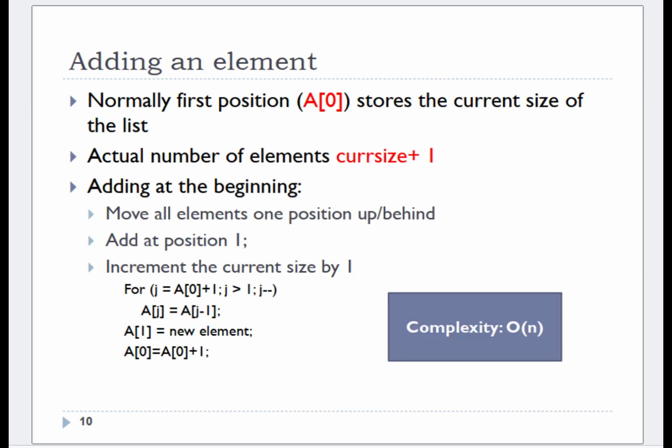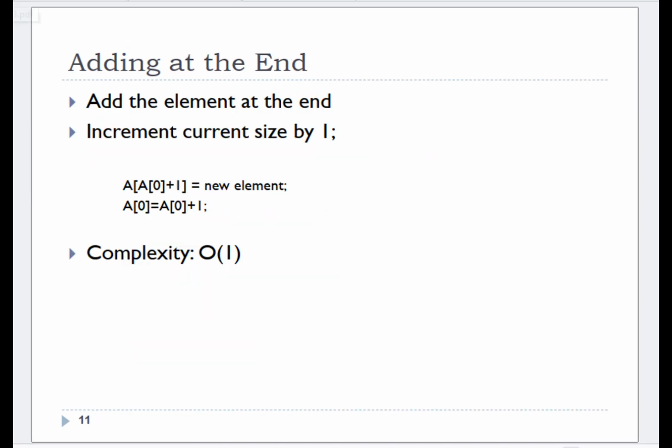9. Adding an element. Normally the first position, A[0], stores the current size of the list. The actual number of elements is size plus 1. Adding at the beginning: move all elements one position up, add at position 1, and increment the current size by 1. for (j = A[0]+1; j > 1; j--) A[j] = A[j-1]; A[1] = new element; A[0] = A[0]+1. Complexity: O(N).